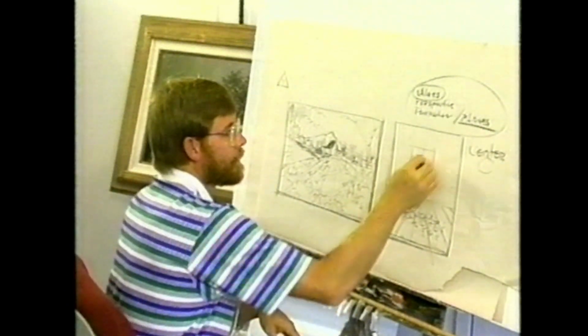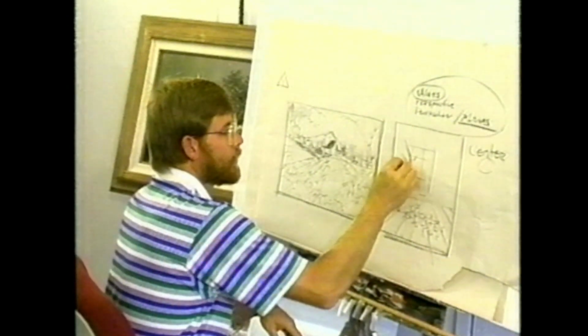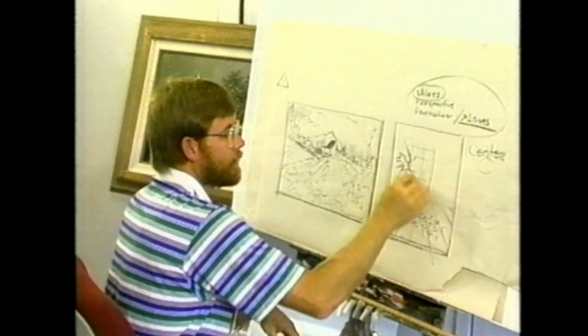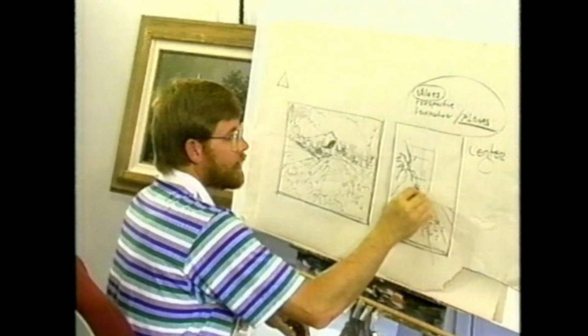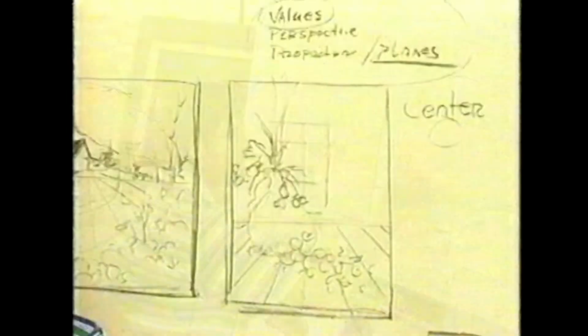You say, okay, well, let's have some flowers out of this vase and hanging over here. And be sure they are hanging over. Hang some and let them overlap. You got some that come way up, maybe go way off.